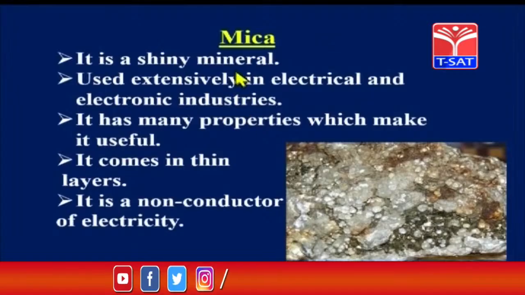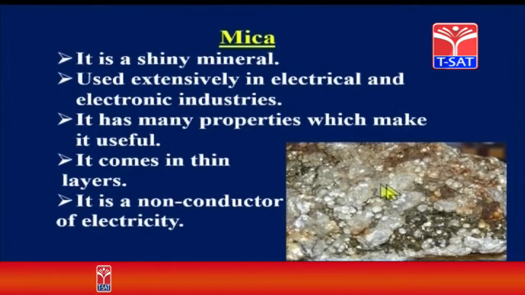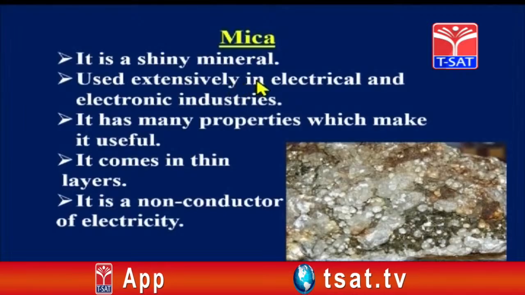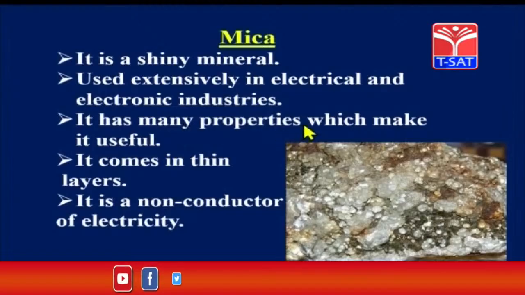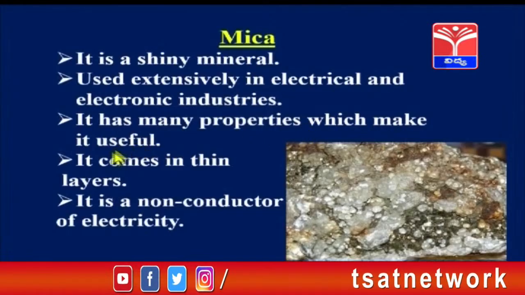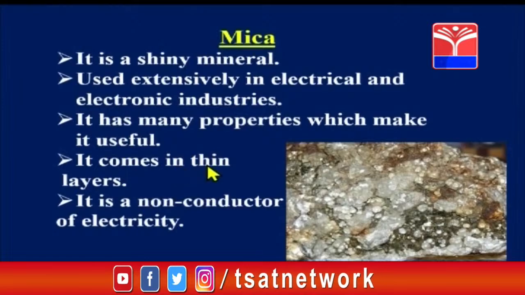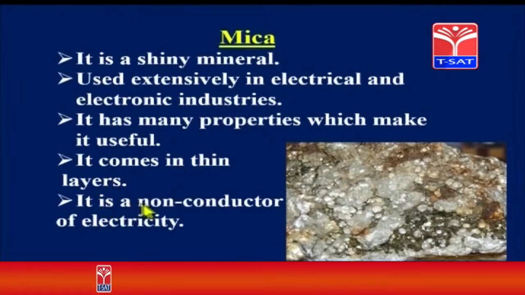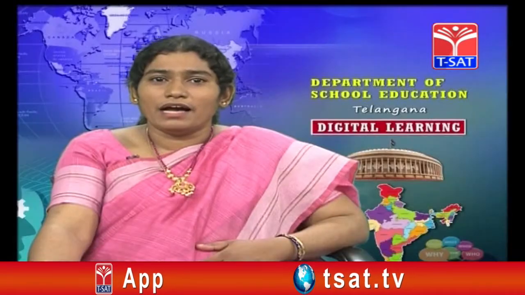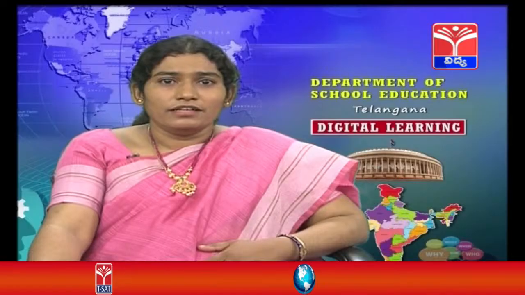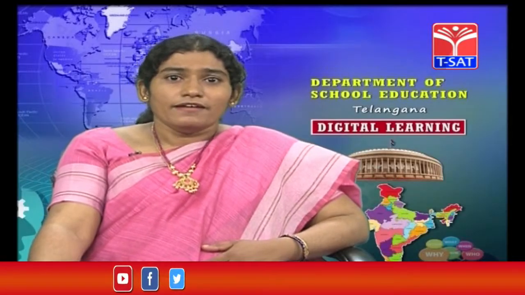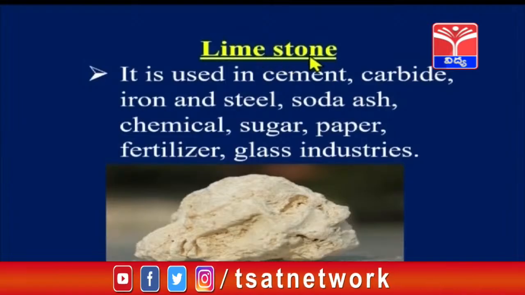Children, now let us study about mica. Mica is a shiny mineral. You can see the picture here. Is it not shining? Yes. It is extensively used in electrical and electronic industries. It has many properties which make it useful. It comes in thin layers and it is a non-conductor of electricity. Means electricity cannot pass through mica easily. Yes, children. Now let us go for the next mineral, limestone.